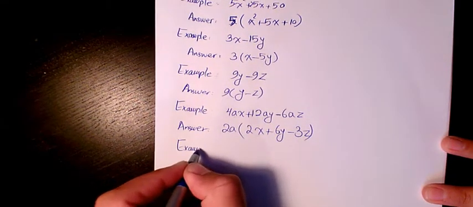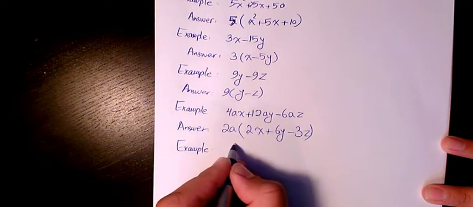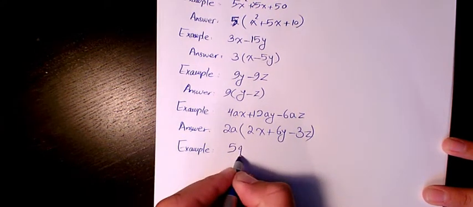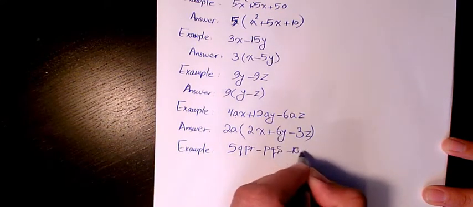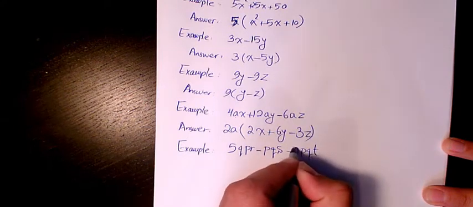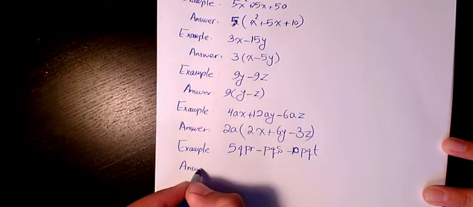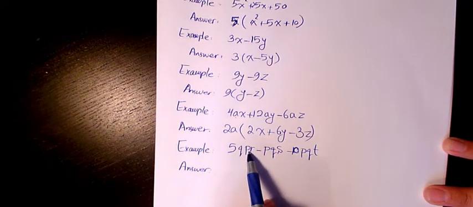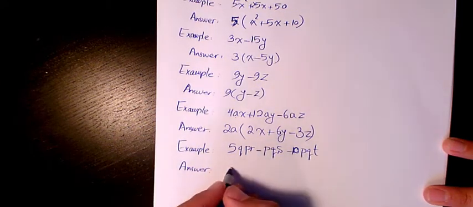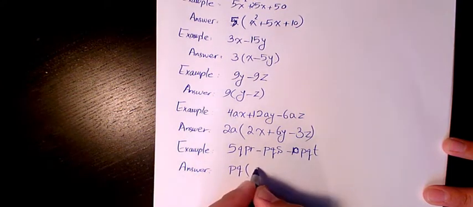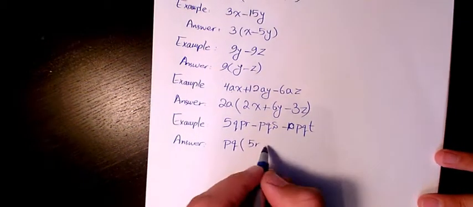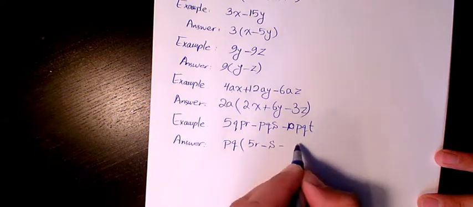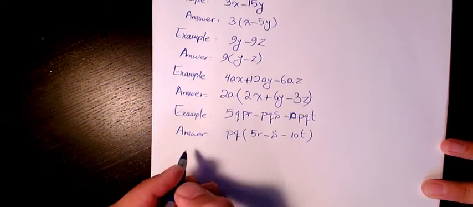Next example, we have 5qpr minus pqs minus 10pqt. The answer is, I can factor p and q. So p and q are common for all of them. Then it's going to be 5r. Why? Because when you divide the first term by pq, you get 5r. And here we have just s. And here we have 10t.